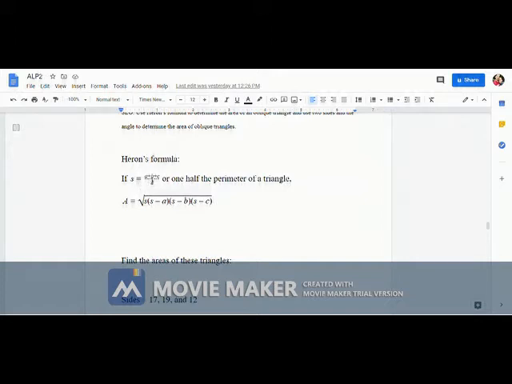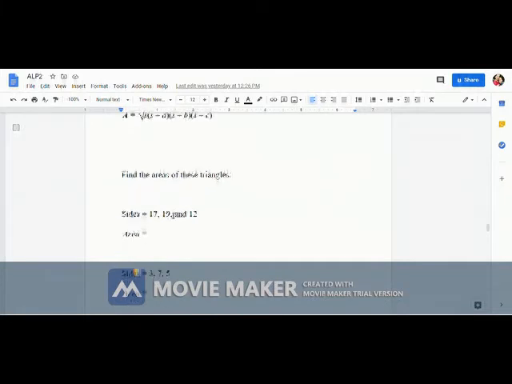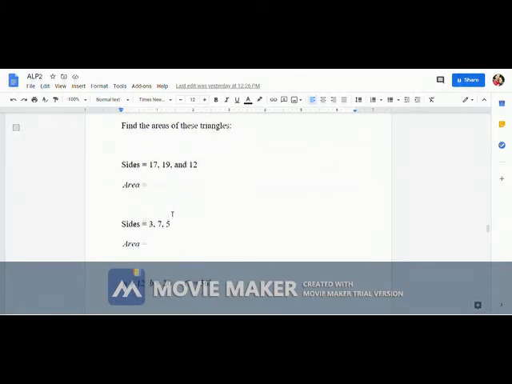So if A is one side, B is one side, and C is one side, you'd add those together, divide them in half, and then you would get the value of S. Then you would take S and subtract the value of the first side, then multiply that by S minus the value of the second side, and so on. Okay? So, easiest way to learn it is just to start doing these examples.